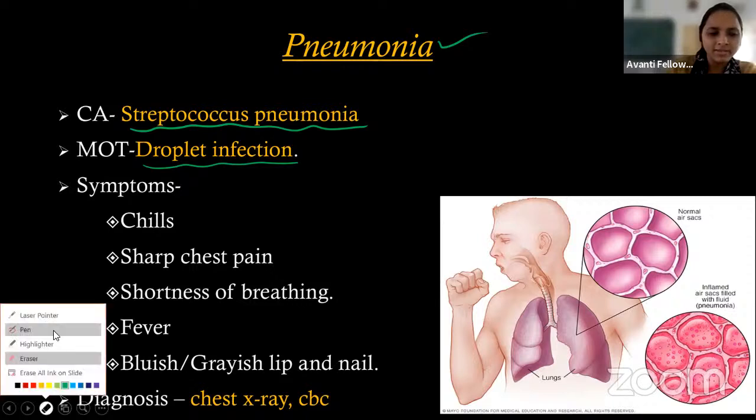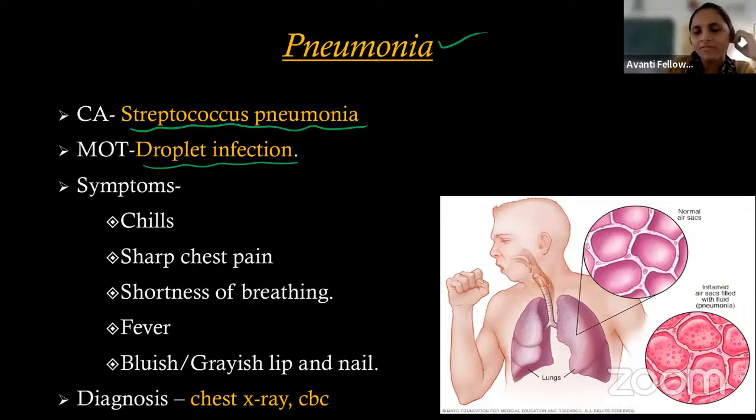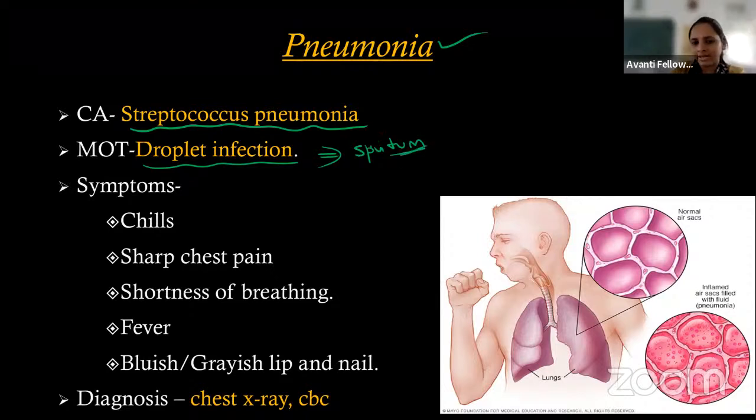If the person has pneumonia and spits anywhere, it is going to cause the disease through that sputum. So that is what we call a droplet infection. It is going to be caused through the sputum. If we spit anywhere, the sputum is going to spread the disease.